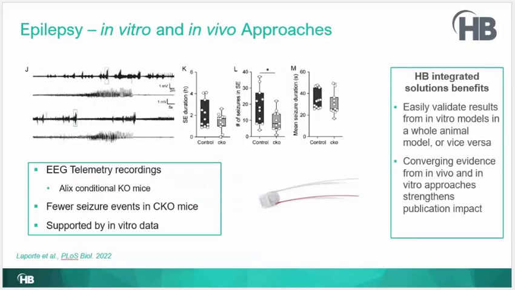And then finally, in this paper, they actually combined in vivo data as well. With a different cohort of animals, they implanted DSI wireless telemetry, and they were measuring changes in EEG in the ALIX conditional knockouts. What they found was fewer seizure events in the conditional knockouts. So again, you have this validation here between the whole animal model and the in vitro model. The converging evidence from these two techniques really strengthens the publication impact.